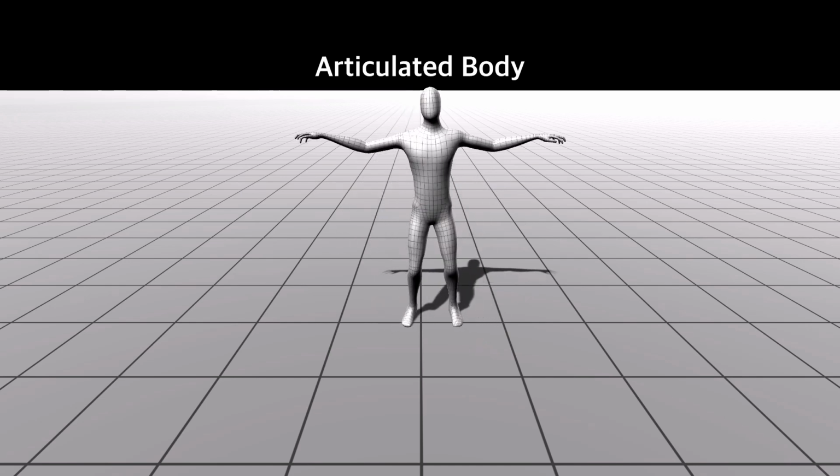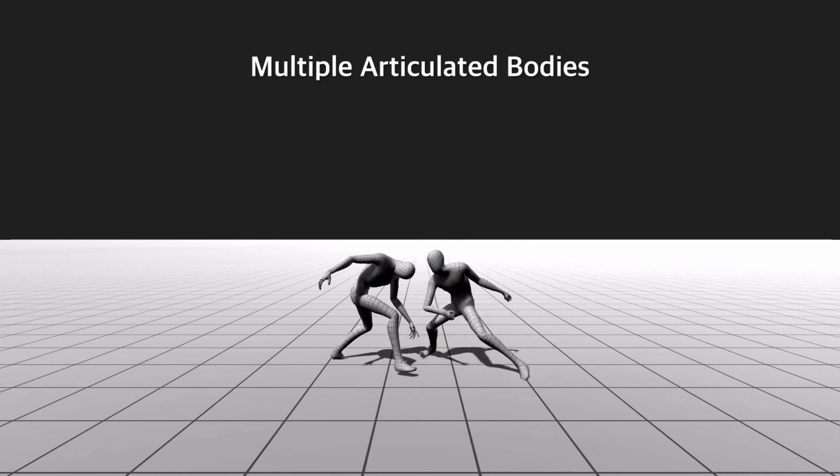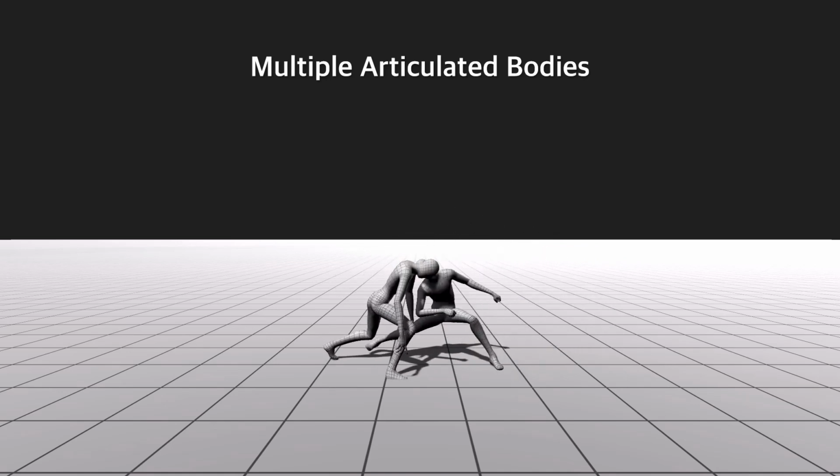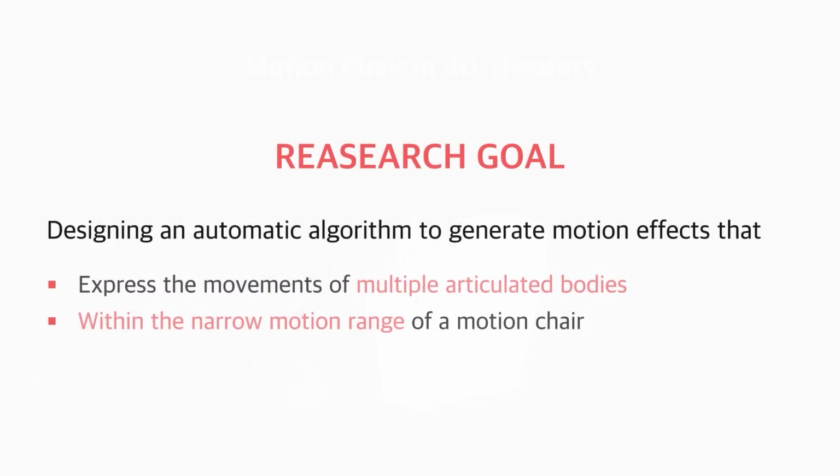We watched many 4D films in the theater, and found that the movements of object parts and the movements of multiple objects were combined and expressed as a motion effect. However, the motion chairs in the 4D theaters can move with only 3 degrees of freedom, and their motion ranges are very narrow. Therefore, it is very difficult to make a motion effect for articulated bodies. Motivated by this, we designed an automatic algorithm to generate motion effects that express the movements of multiple articulated bodies within the narrow motion range of a motion chair.